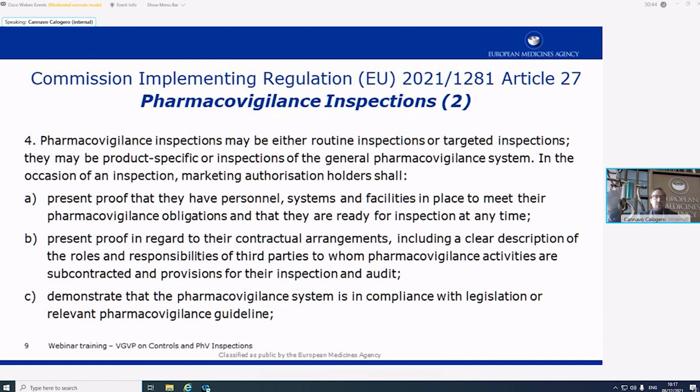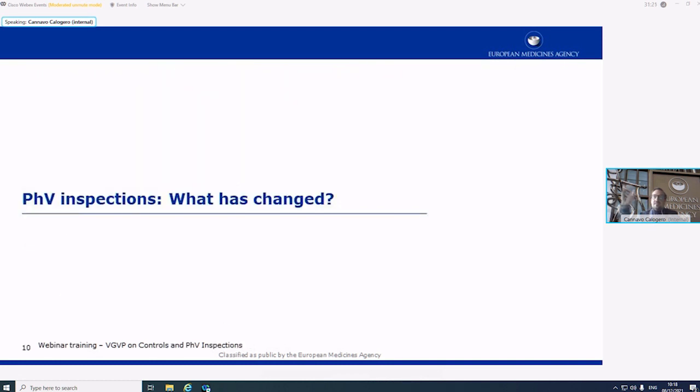This is very important because inspectors always raise this: the contracts are not clear regarding roles and responsibilities and the exchange of safety data information, and there should also be provision for inspection and audit, because all these subcontractors should be audited and inspected. And again, the marketing authorization holder shall demonstrate that the pharmacovigilance system is in compliance with the legislation and the relevant pharmacovigilance guidance.